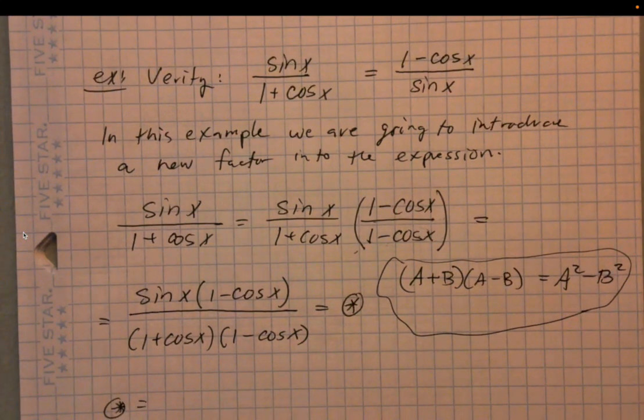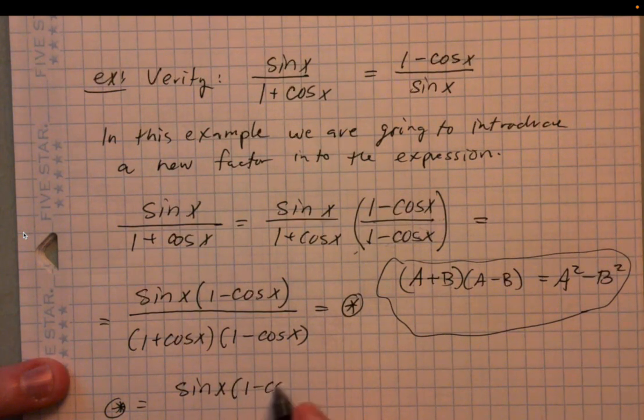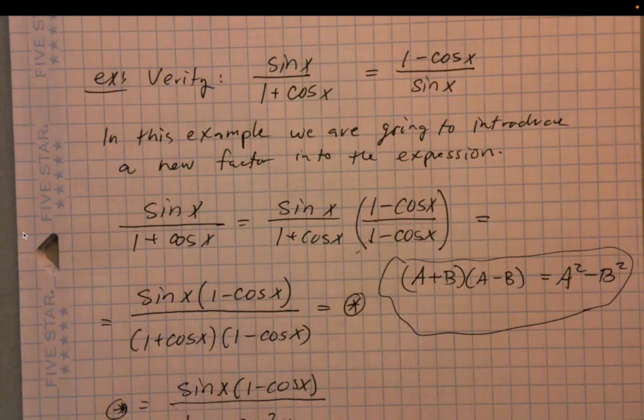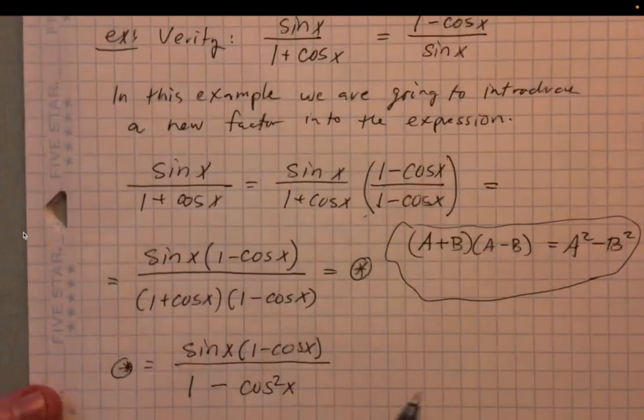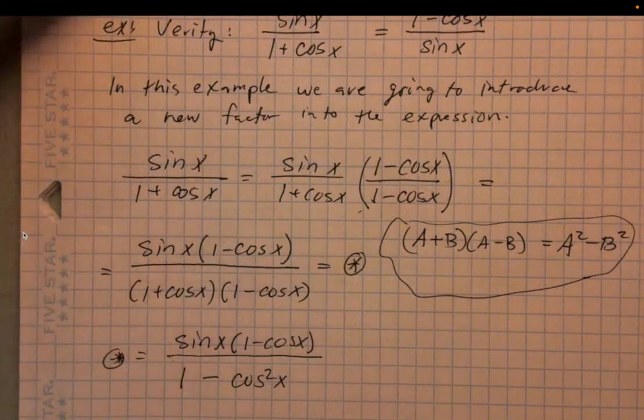And so we're going to do the same sort of thing here. And so when we do that, we get sine of x times 1 minus cosine of x divided by, and then it's just going to be 1 minus cosine squared x. Okay? So that's got that same exact structure as what we see up here in this example. And once we've done that, we can use that Pythagorean identity trick again.